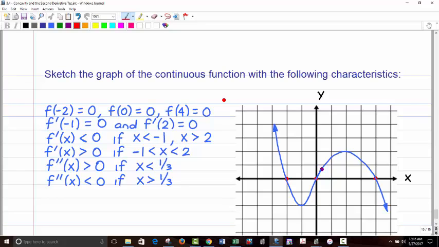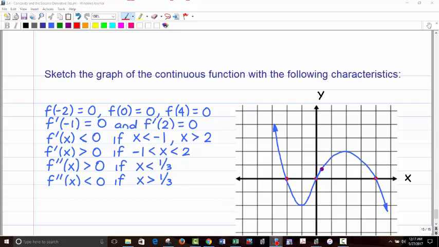And those get those dots on there. So now the next two things are telling me that f prime of negative 1 equals 0 and f prime of 2 equals 0. That means those are critical numbers. Now they may not be mins or maxes, because remember, you could always have something.